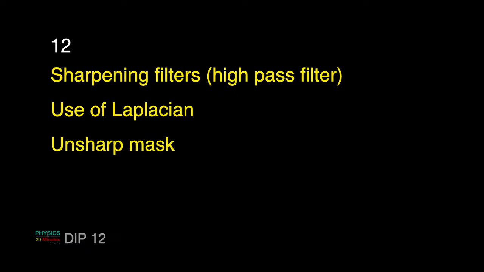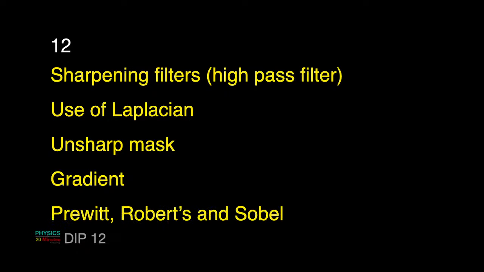Then we are going to make an Unsharp Mask, which is a very common sharpening tool in the photographic and print industry. Then we are going to talk about gradients, and typically three kinds of gradient masks, that is Prewitt, Roberts and Sobel. So that is all we have for today.